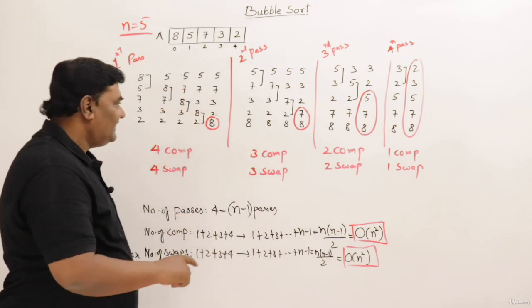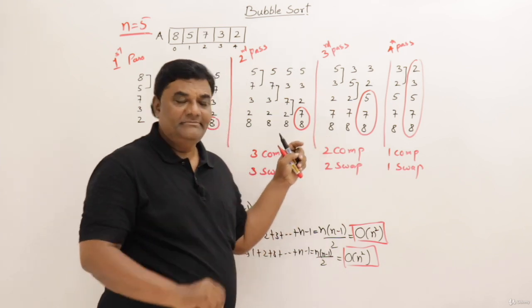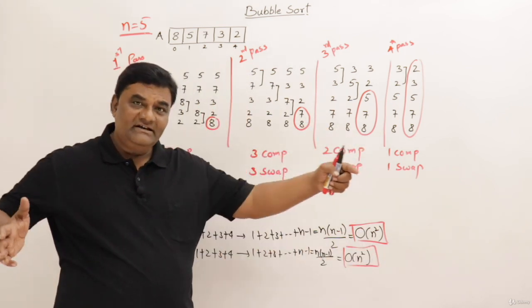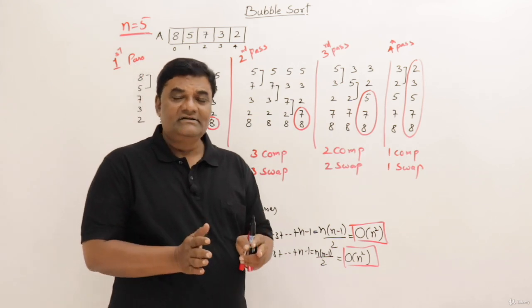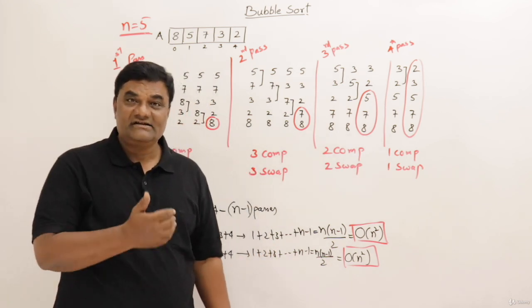One more interesting thing. In one pass, I got the largest element. Then in the second pass, I got 2 largest elements. Third pass, 3 largest elements. For some n elements, if I perform k passes, then what do I get? K largest elements I get. K largest elements.